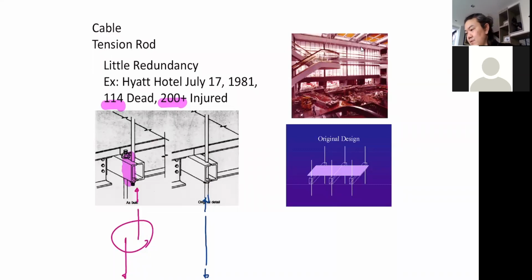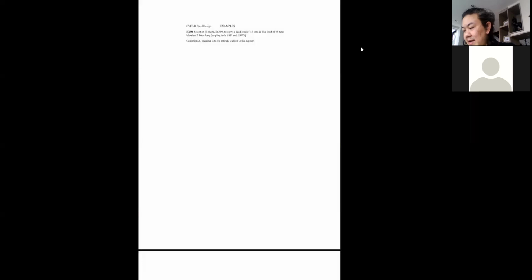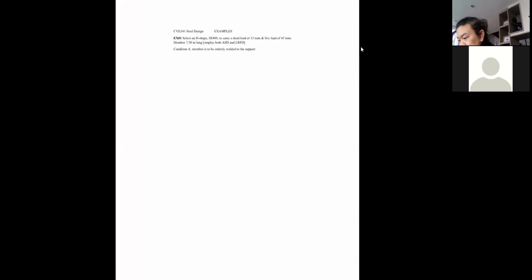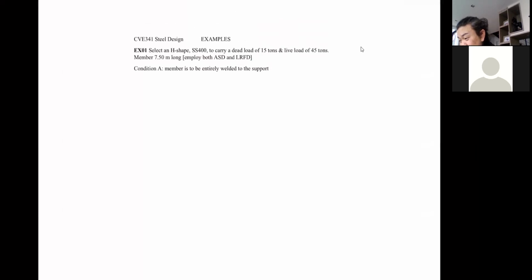Okay, so I think that pretty much wraps up the tension members, and now we can go through the design example, and you can use this document. I already have everything for you. Okay, so we can now start working on it together. So let's say this is the first one. Now you have the load.